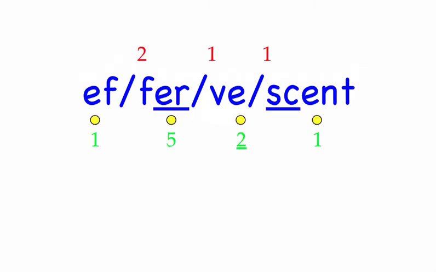Ve, 2 sounds, V, E. Scent, 4 sounds, S, E, N, T. Effervescent. Mark the word. Effervescent. And SC in the final syllable is a team. SC must be followed by E, I, or Y in order to form a team.